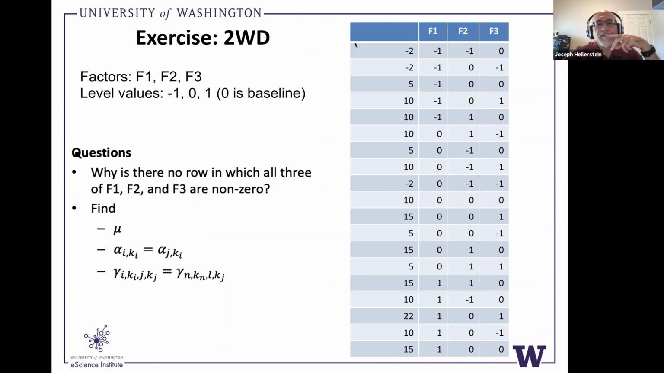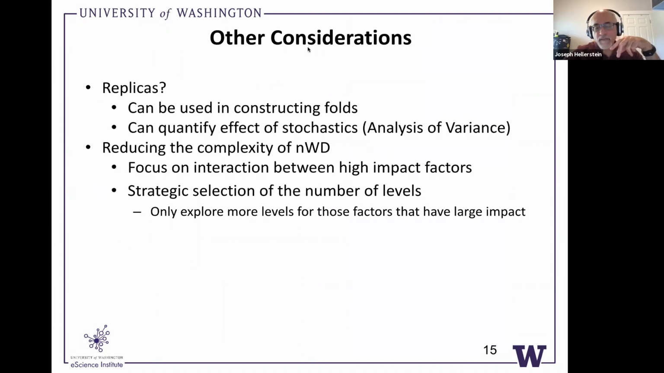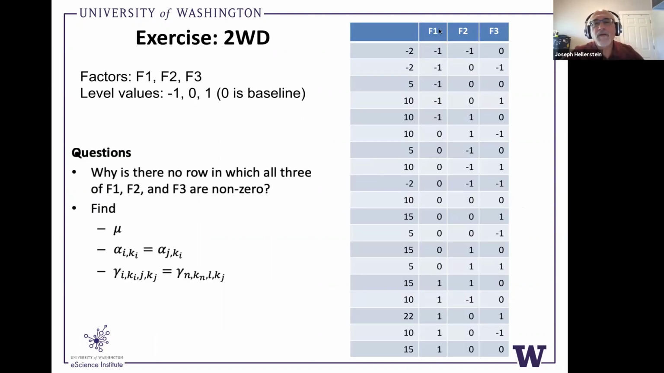So anybody want to volunteer something in chat about that? Oh, I missed page. Here we go. Yeah. So the reason for that is that since it's a two-way design, we're only changing two factors. So one of the factors has to be the baseline, and that's why you get the 0.